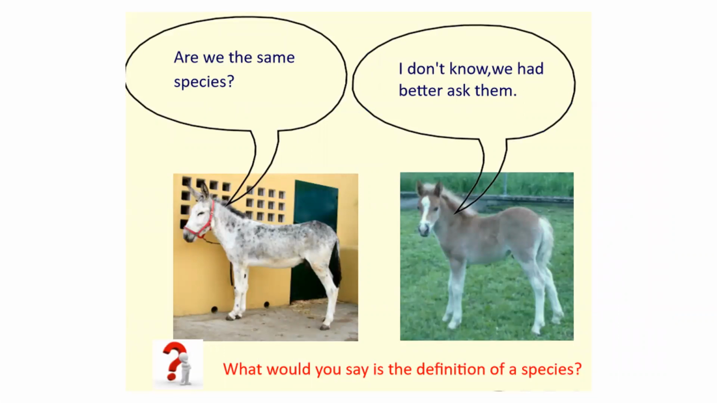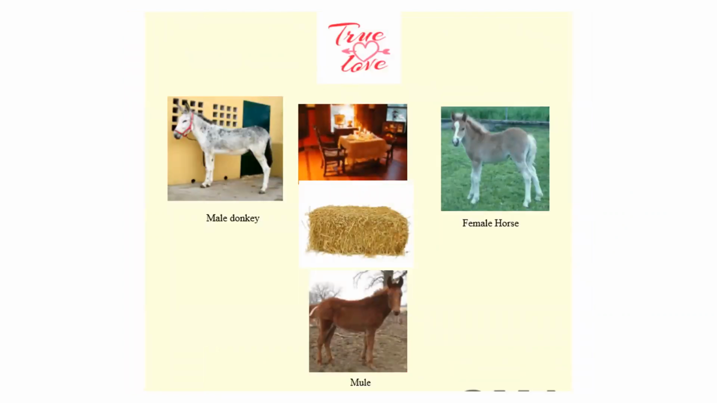So, what would you say is the definition of a species? Having a look at these two organisms, are they the same species? Well, one of them is actually a donkey. The one on the left is a donkey, and the one on the right is a female horse. Now, put the two of them together, give them enough time, and reproduction will take place. And what we end up with is this unusual offspring at the bottom, which we call a mule.